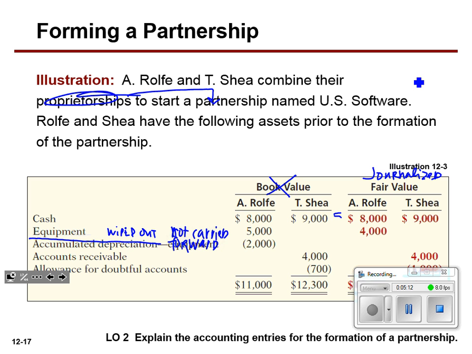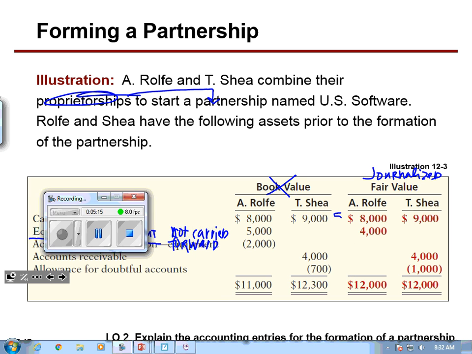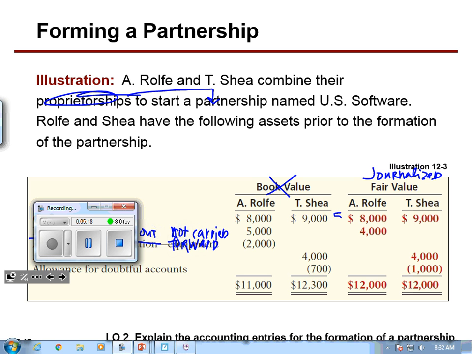So if you take a look at A. Rolfe and T. Shea's assets, each are valued, and what they try to get it to do, especially if it's a 50-50 split, is to get those assets to equal each other. So they're coming in at 50-50. And it's literally a sit-down, shout-out match until you get it to be fair. So they both agreed on getting their assets valued the same. What does this look like then from a journal perspective?